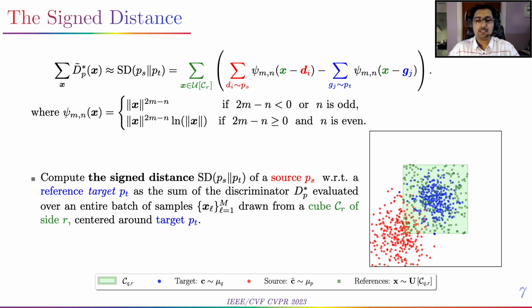Based on this formulation, we define the sign distance as the average value of the discriminator function computed over multiple such test samples x drawn from a cubic region C centered around the target, depicted here as a green square.